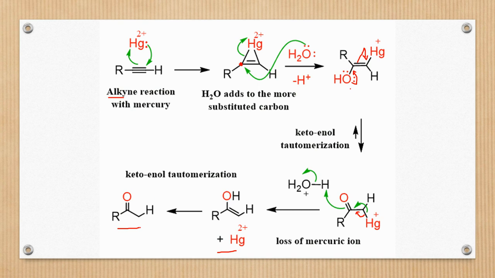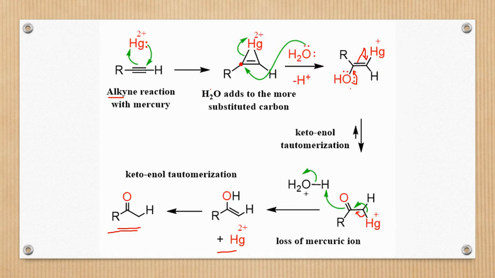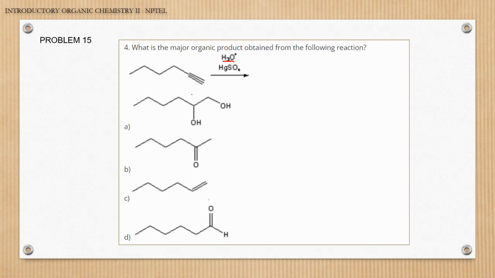Again, there is a keto-enol tautomerism which is happening. So here you can simply show that this mercury is getting leaved out, and after the keto-enol tautomerism it will generate a more substituted ketone. So in this reaction, if you replace your R and H correctly, you will get the final product. So based on this mechanism, can anyone tell me which is the correct option?